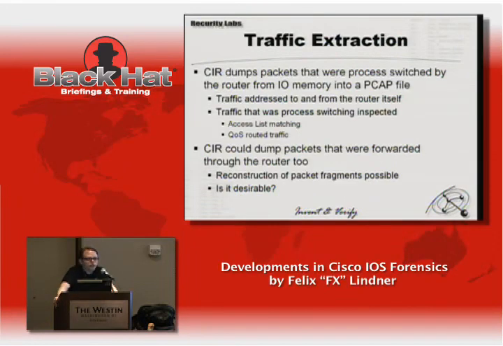Now, what we can do now is extract the traffic. What we do is we identify the packet structures that are handling the process switching on IOS. We could do more, but we wanted to do that first because that's fairly interesting and needed to be shown that it can be done. So we identify the structures that point into I/O memory, and then we take the I/O memory sections and essentially just dump them into a PCAP file. So you can look back in time at the traffic that was forwarded through the router or sent to the router.